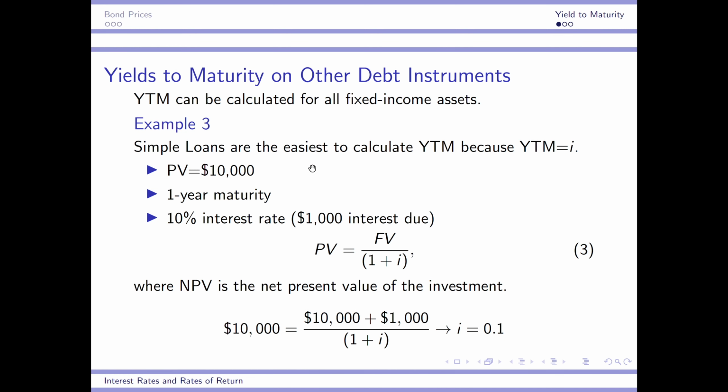So yield to maturity can be calculated with all fixed income assets, not just with coupon bonds. And we're going to do this briefly with each one. First, with simple loans, they're very easy because the yield to maturity, you already know how to calculate. It's just the interest rate on the simple loan. So just running through this example, assuming that the present value of a loan is $10,000 and it has a 1-year maturity with a 10% interest rate. We can just calculate back out the present value is equal to the future value over 1 plus the interest rate. And on a loan like this, the present value times the 10% interest means that in 1 year you're going to get paid back $11,000. And then you can just solve for I to get 0.1, which matches the interest rate in the first place.